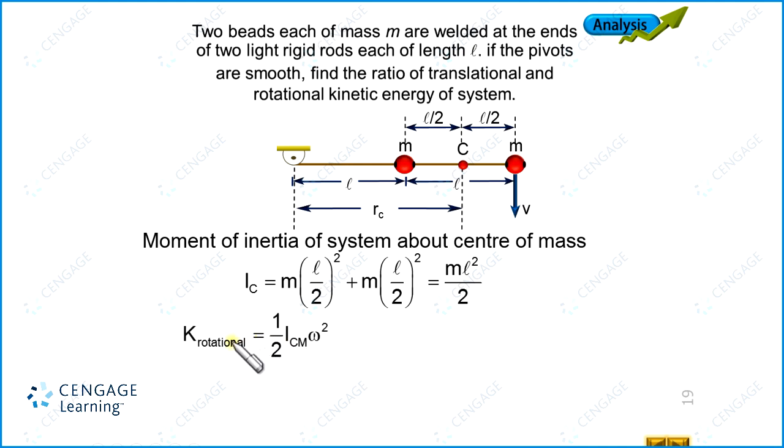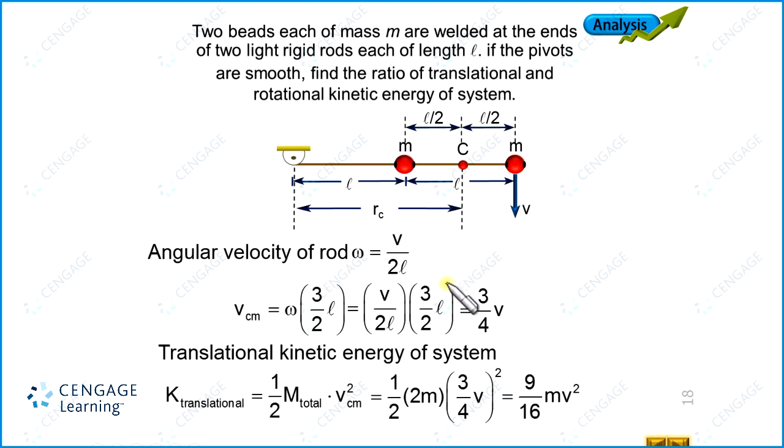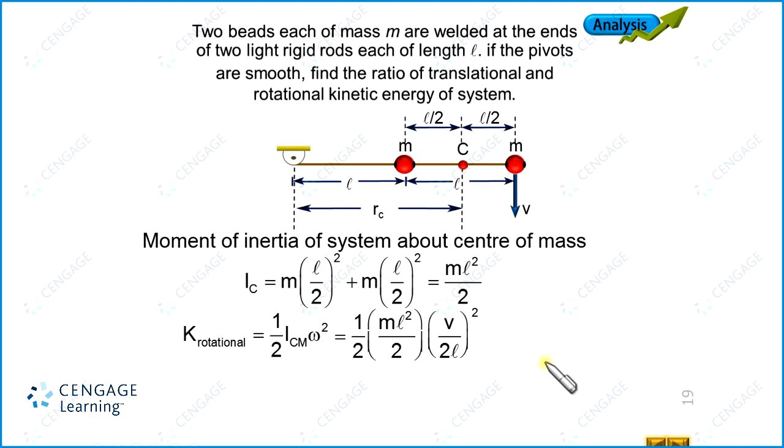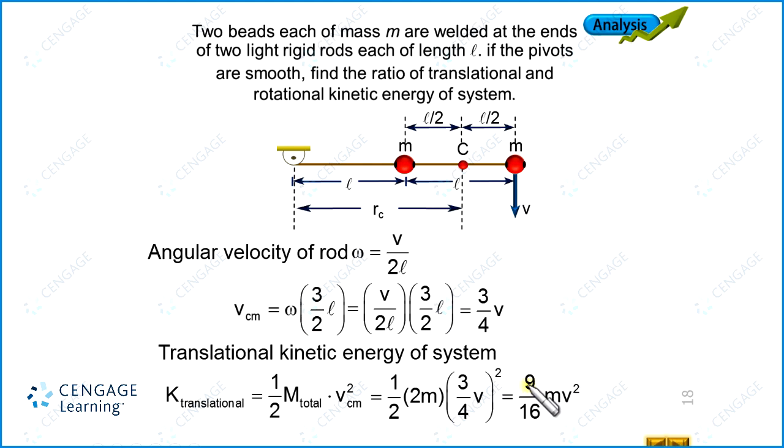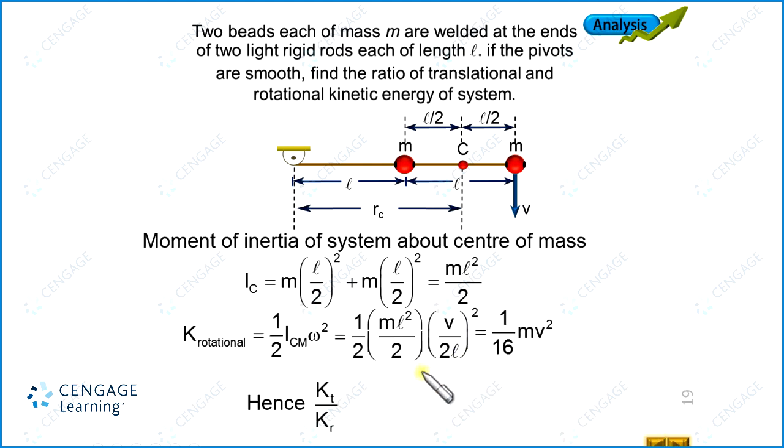Now let us write the rotational kinetic energy as half Icm omega square, where Icm equals ml square by 2. Let us substitute this value, and we have calculated the value of omega on the previous page, this is V divided by 2L, that's why we have substituted here. So this value is 1 by 16 mv square. In the question, we need to find the ratio of the translational and rotational kinetic energy of the system. So the required ratio is translational kinetic energy, 9 by 16 mv square, divided by 1 by 16 mv square. That means this value is equal to 9.